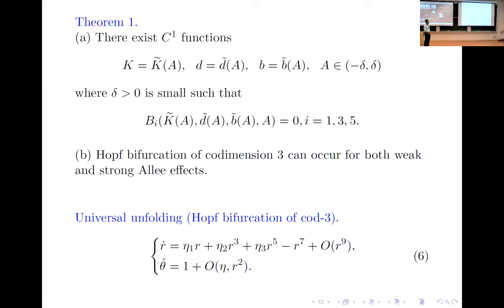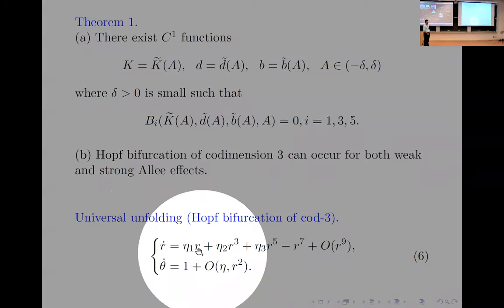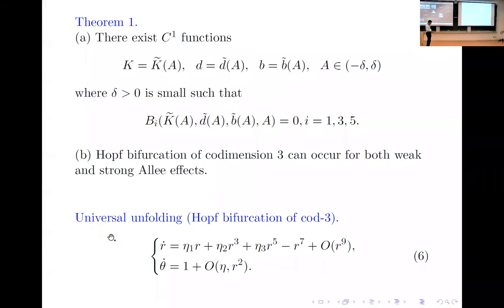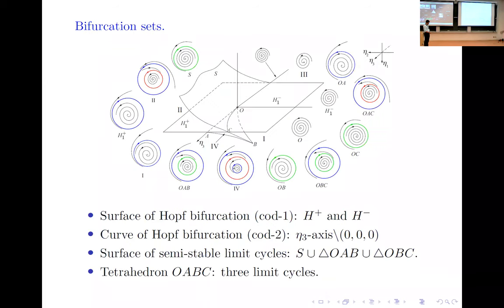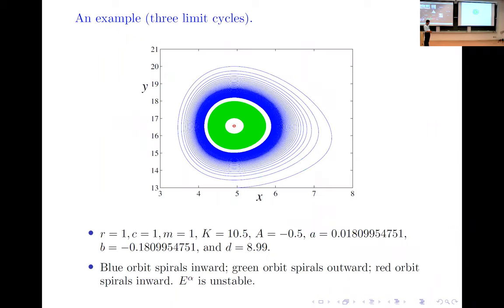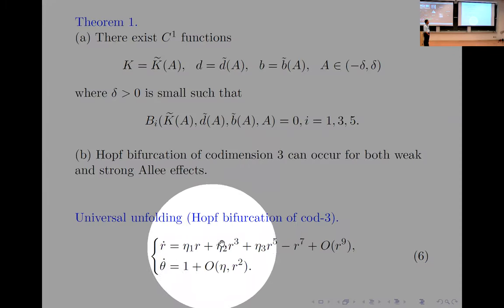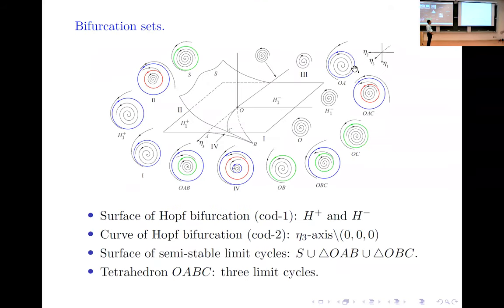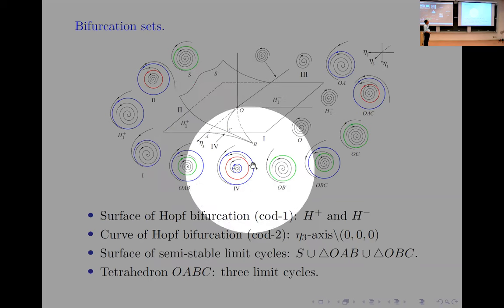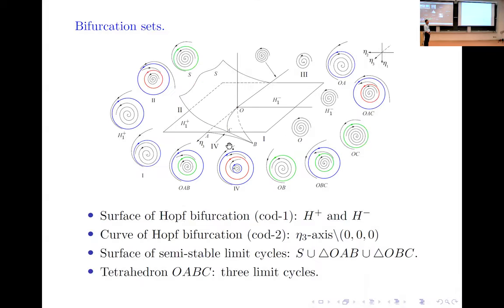Okay. Now, a universal unfolding for the Hopf bifurcation of codimension 3 can be given in terms of the polar form, so r and theta. So let's just sketch the bifurcation set for this unfolding. This is in the parameter space, eta 1, eta 3, and eta 2, and eta 3. Okay. And we just look at the interesting part. Check this tetrahedron, OABC, okay, in this tetrahedron we have three limit cycles.